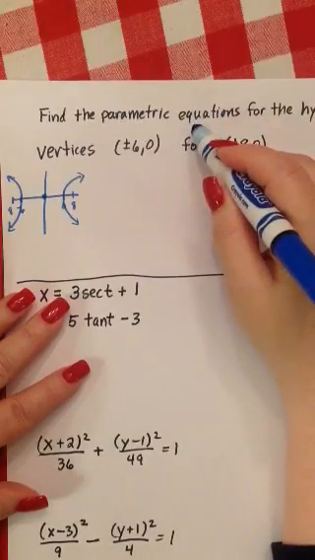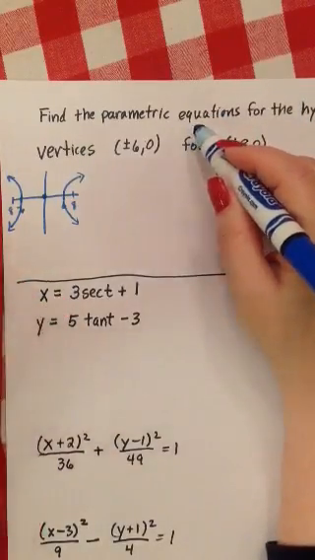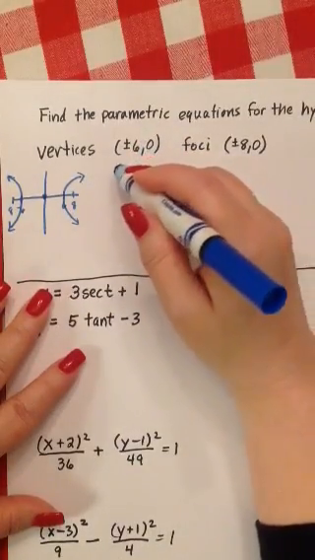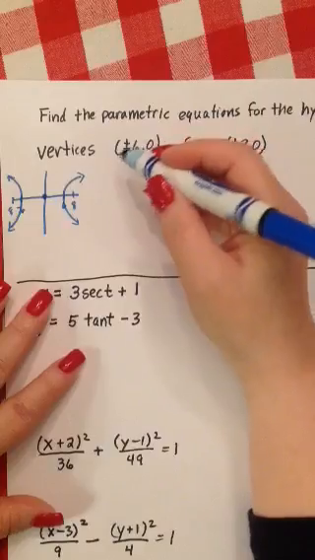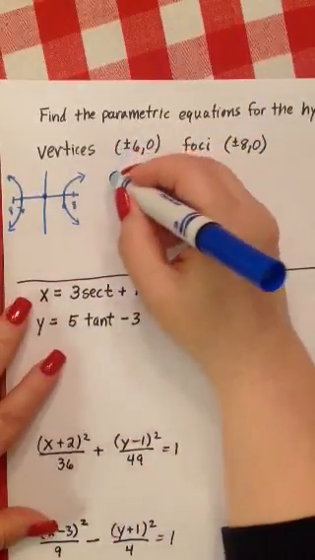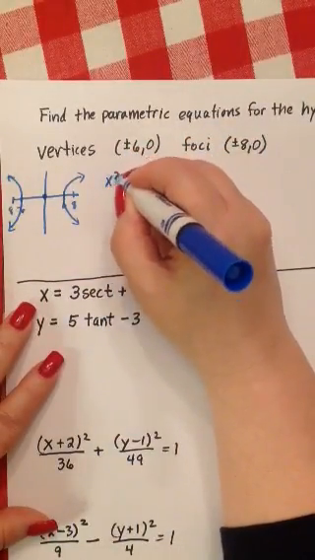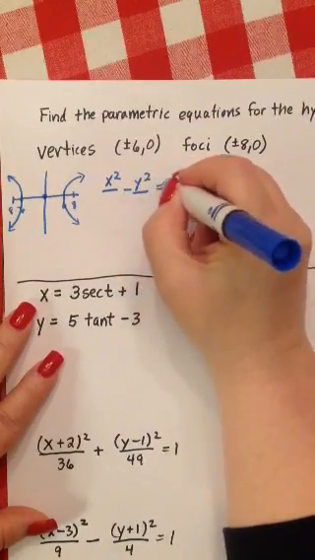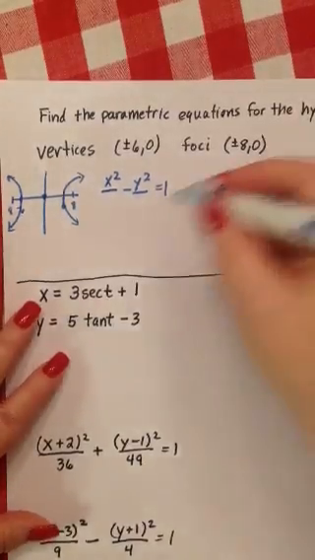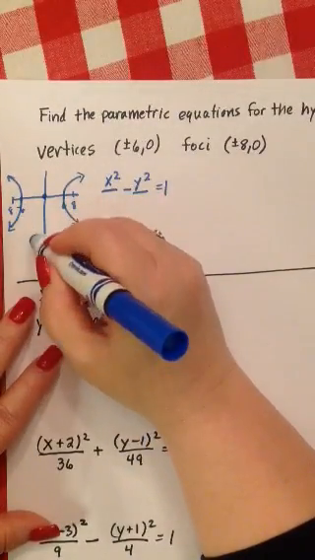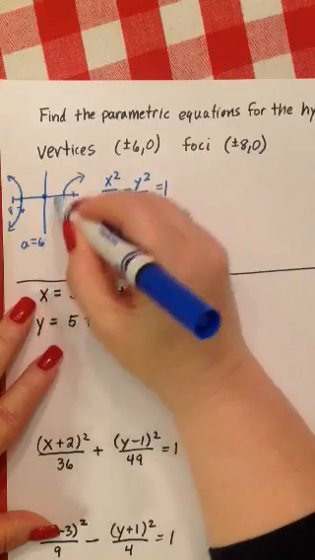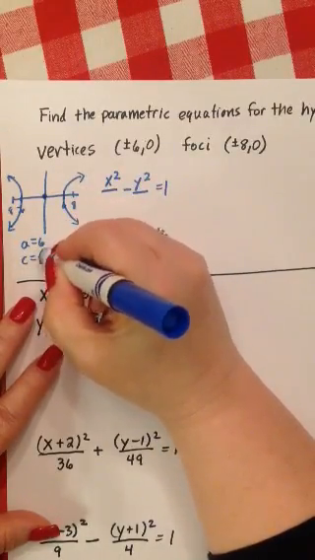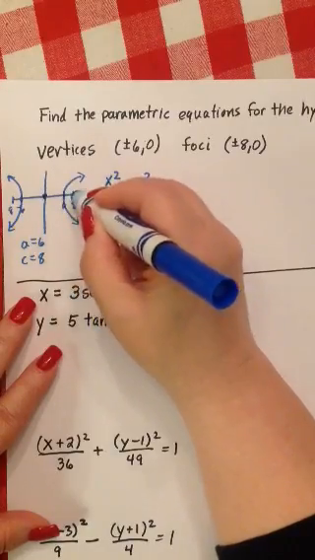They asked me to write the parametric equations, but I think I'm going to write rectangular first, then move it to parametric. And so center's at the origin, and it opens horizontally. That means x squared comes first. So it's going to be x squared over something minus y squared over something equal to 1. Now, the things I know is I know that a must be 6, because that's the distance from the center to a vertex. c apparently is 8, because that's the distance from the center to a focus point.